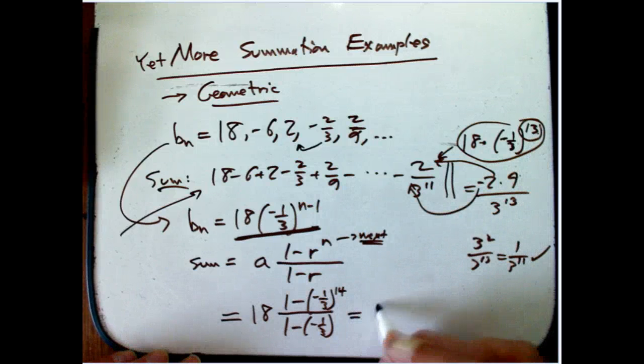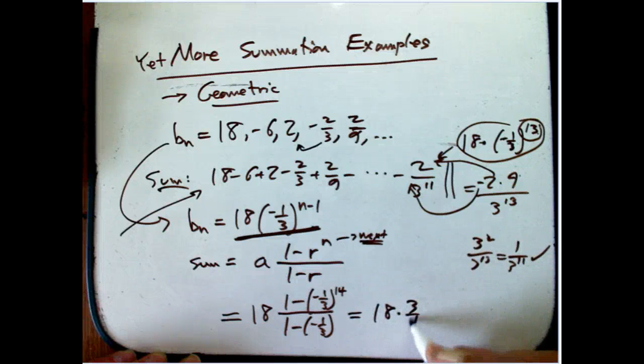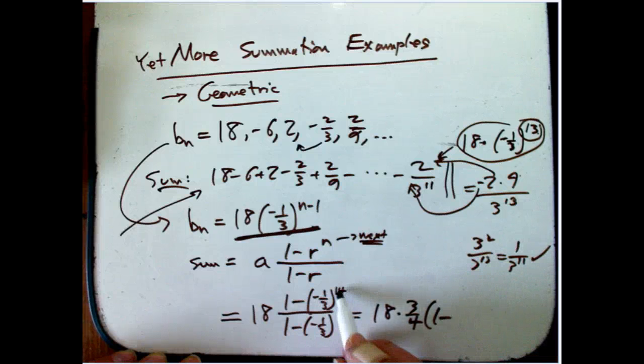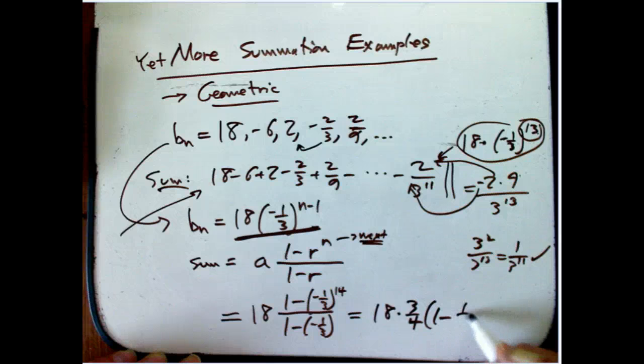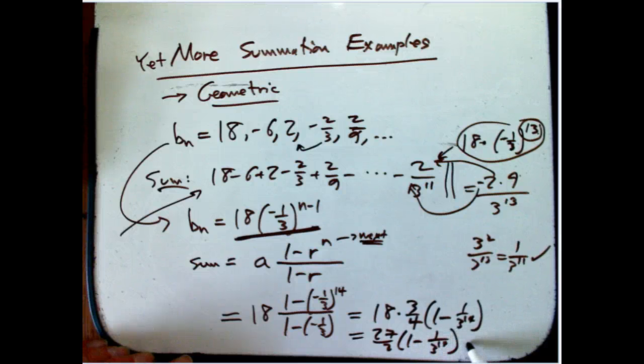Okay, we can simplify that a bit. The 1 minus a minus 1/3, that's over 4/3. So in other words, it's 18 times 3/4. And then times 1, and then this is an even power, so it's plus, and the minus sign stays there, so 1 over 3 to the 14th. So 18 times 3 over 4 is 27 halves. That's how it simplifies, and then times a number that's incredibly close to 1. You can get it on your calculator, but it's really close to 13.5.